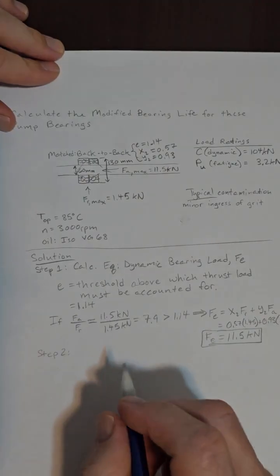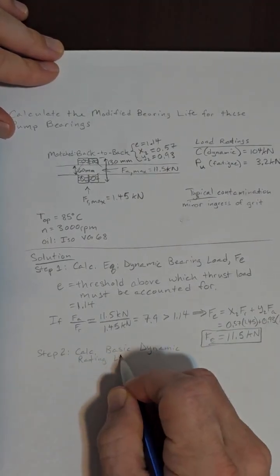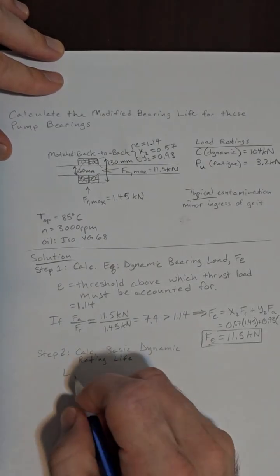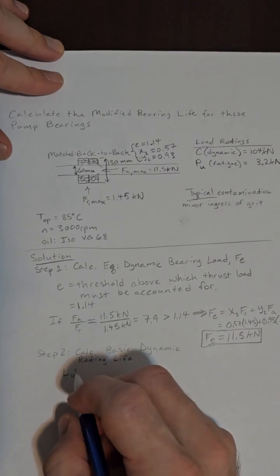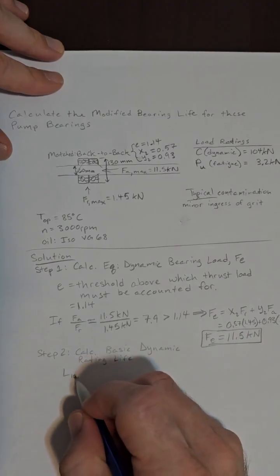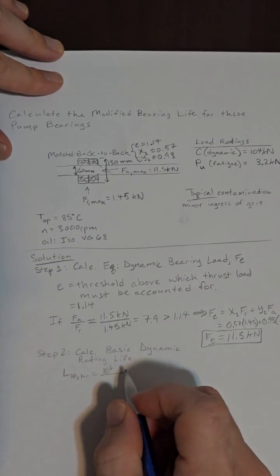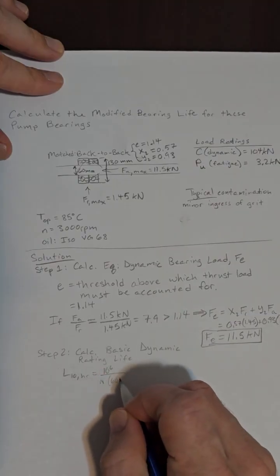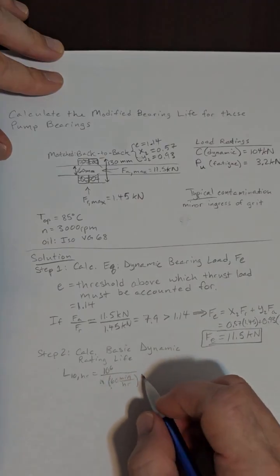Step 2 is to calculate the basic dynamic rating life. Here we still haven't accounted for contamination at all. We haven't accounted for reliability. So that's going to be the L10. These equations are set up for 90% reliability. That's why it's called L10. And if we're going to calculate it in hours, the reference life is 10 to the 6th, and we divide that by the RPM. And we need 60 minutes per hour so that we can convert RPMs from minutes to hours.